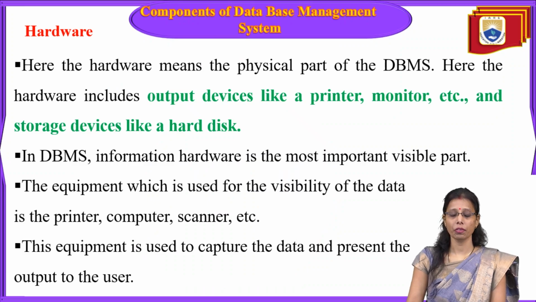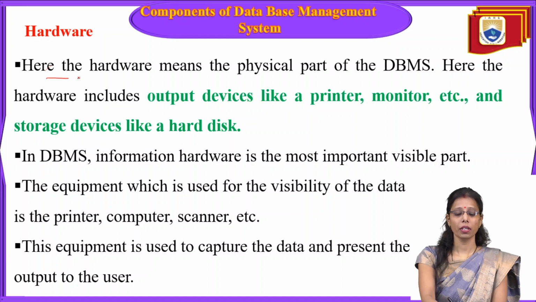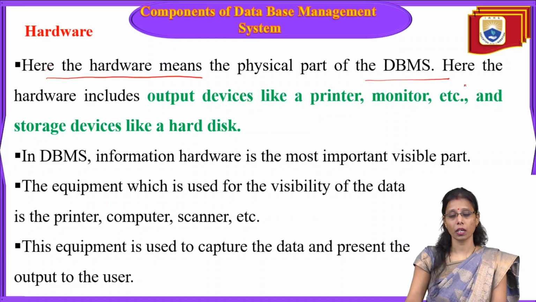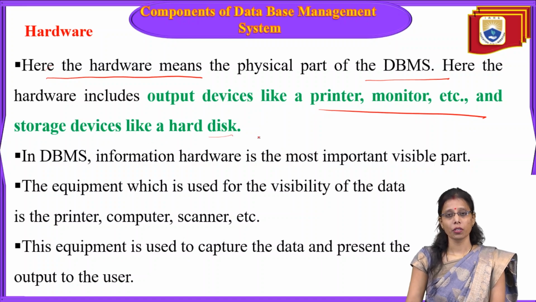As you remember in the previous lectures, we studied the different components of GIS, that is hardware and software. Along with that, people and setup are required, and the users are required. In the same way we have the different components of the DBMS: hardware, software, people and the users. Hardware means the physical part of the DBMS. To maintain a DBMS, we need the hardware components. Here the hardware includes output devices like printer, monitor, etc., and storage devices like hard disk. In DBMS, hardware is the most important visible part.